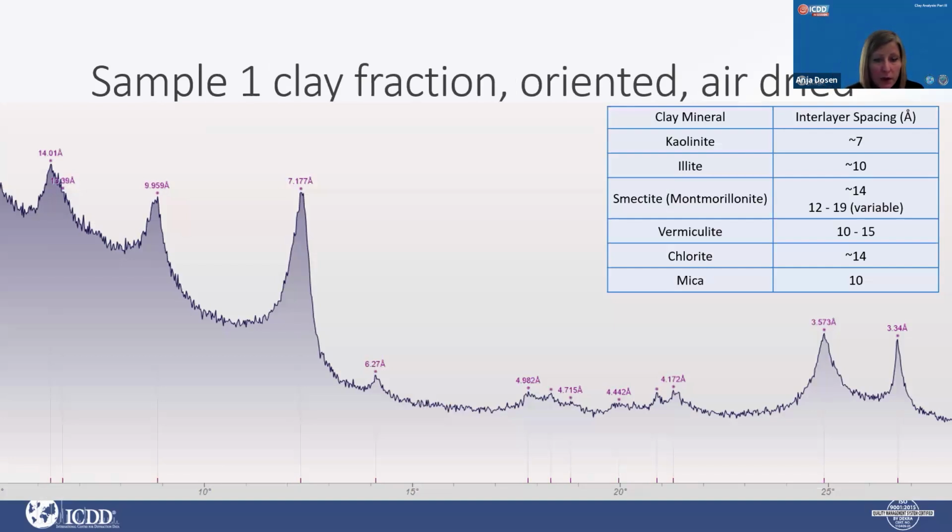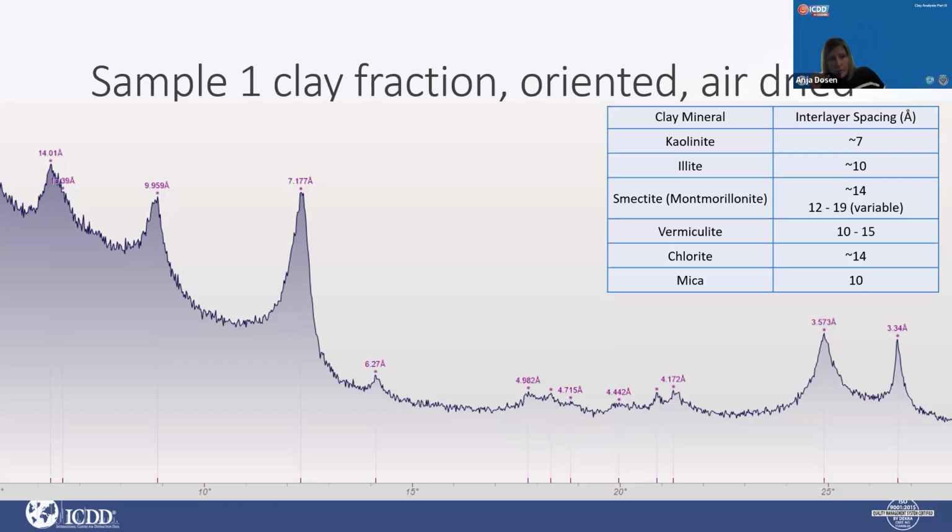So this here is clay fraction, soil sample 1. It's been oriented. We put some suspension, some drops on the zero background sample holder and dried it. So what do we see here? We see 3 clay peaks, and what do we see? 14, 9.9, or let's say 10, and 7. So we have our major clay peaks.